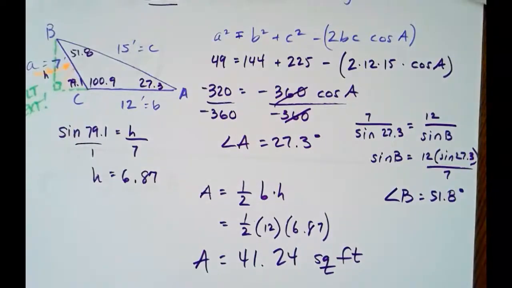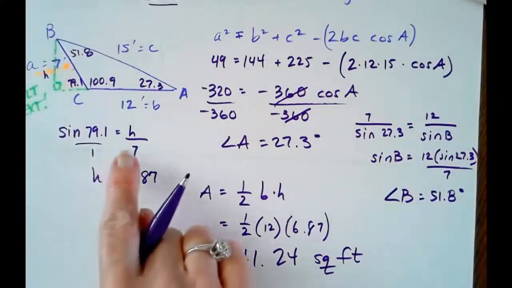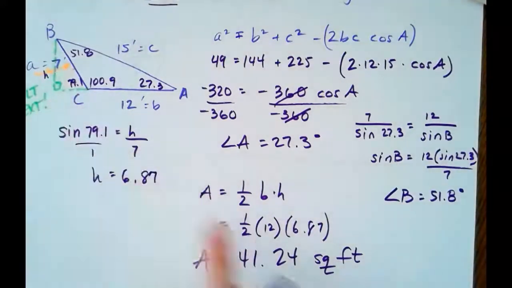That is finding the area of an oblique triangle using first the law of cosines and the law of sines, using a sine function in order to find the height, and then utilizing 1/2 base times height.